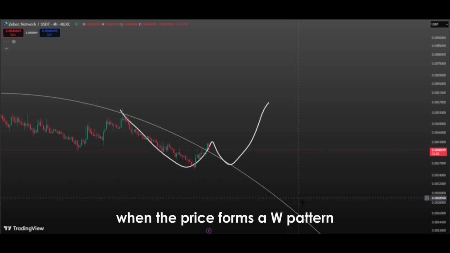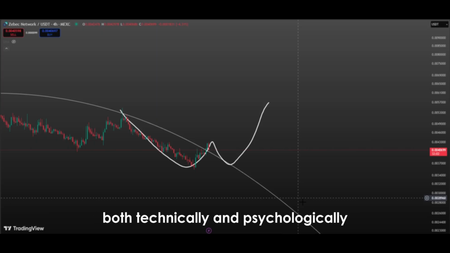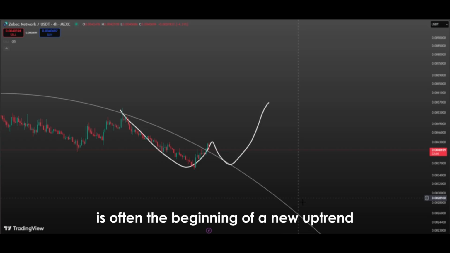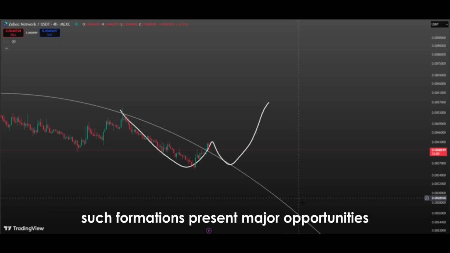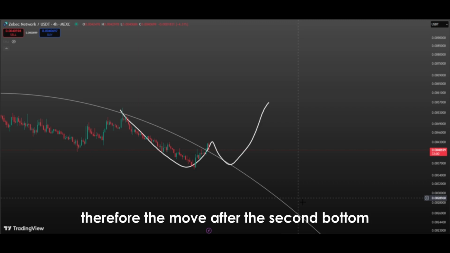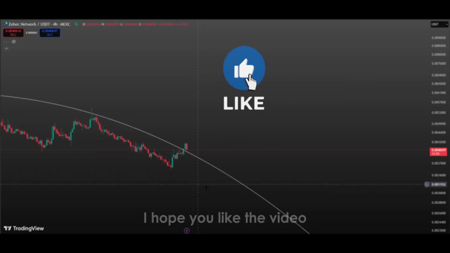In conclusion, when the price forms a W pattern, creating a second bottom and then making an upward rally, it is considered a strong reversal signal in technical analysis. This structure shows both technically and psychologically that the trend has turned upward. The rally after the second bottom is often the beginning of a new uptrend and drives the price higher. For investors, such formations present major opportunities because positions entered at bottom levels carry high profit potential. Therefore, the move after the second bottom should be closely monitored, and the moment the formation is completed should not be overlooked.